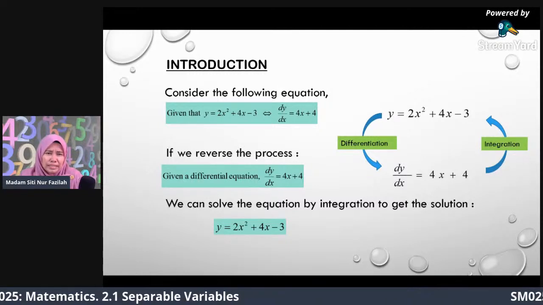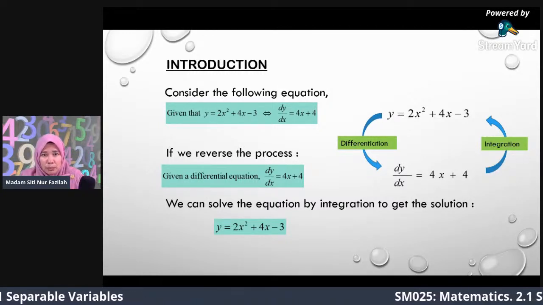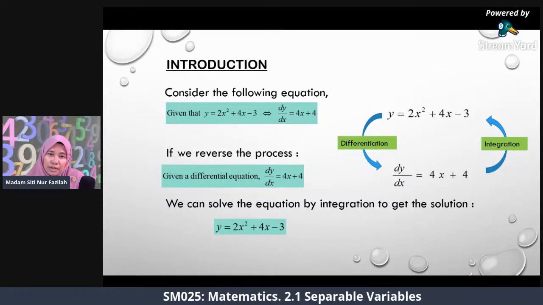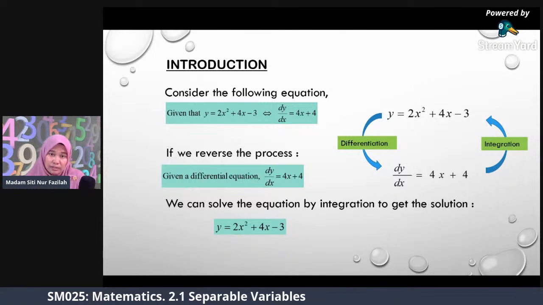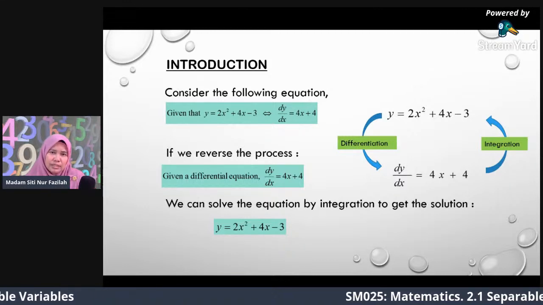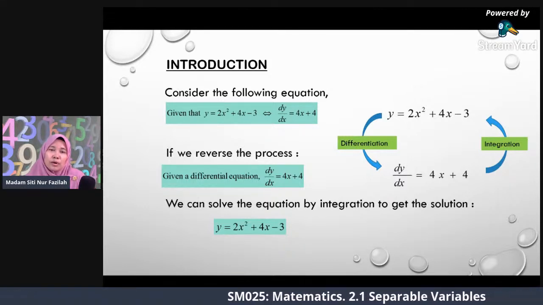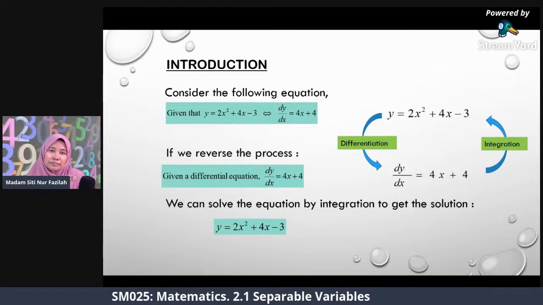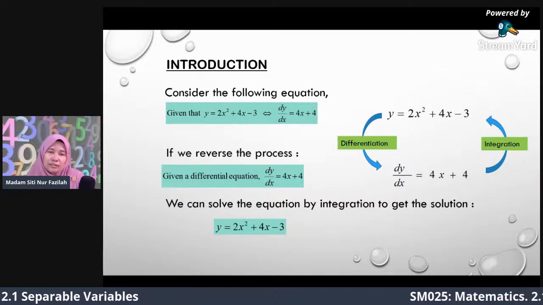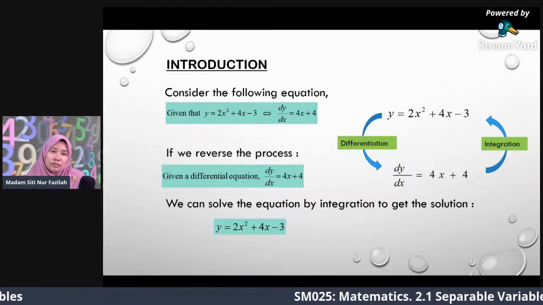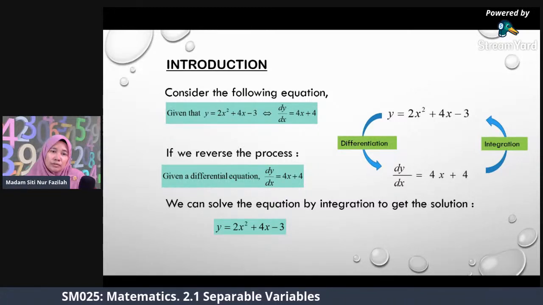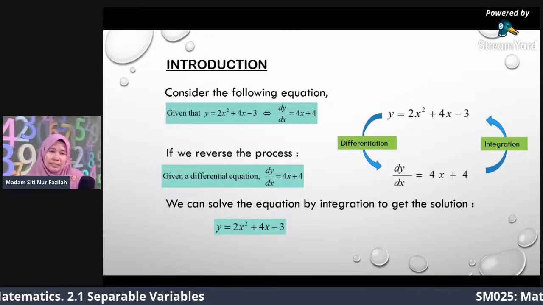Roughly we know that from the equation y equal to 2x squared plus 4x minus 3, we differentiate, we can get dy over dx equal to 4x plus 4. When we integrate dy over dx equal to 4x plus 4, actually we can get back the equation y equal to 2x squared plus 4x minus 3. The process is integration. I hope you will understand a little bit more about differential equation. dy over dx equal to 4x plus 4 is a differential equation.